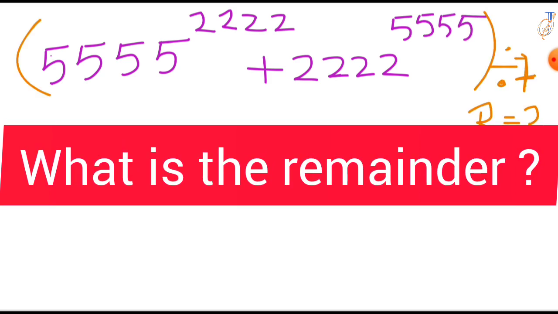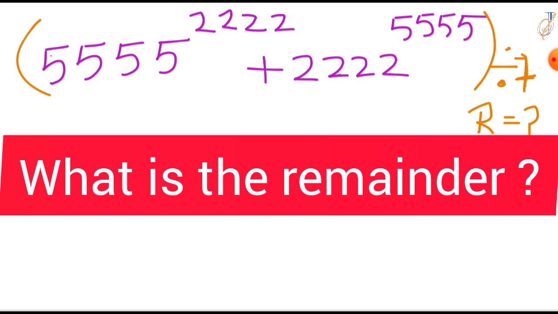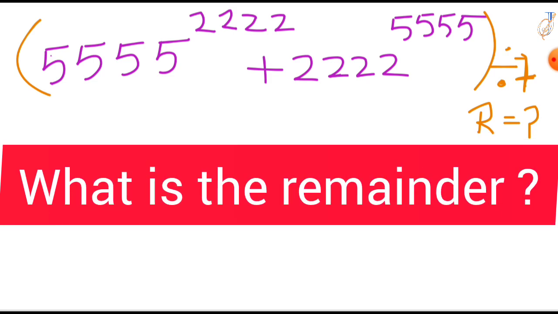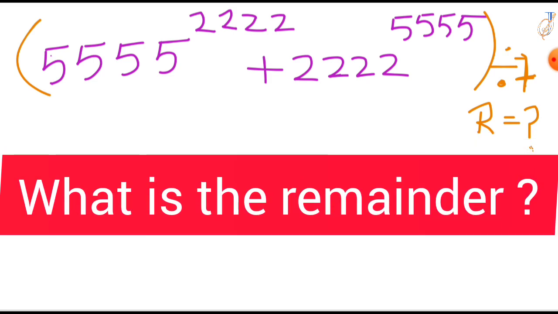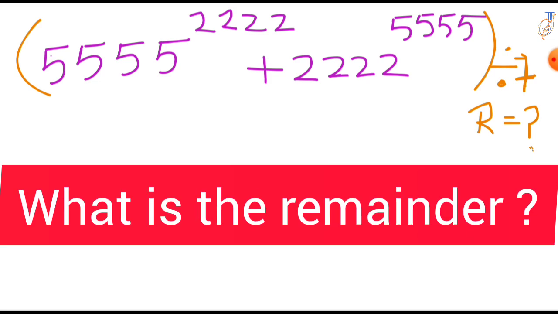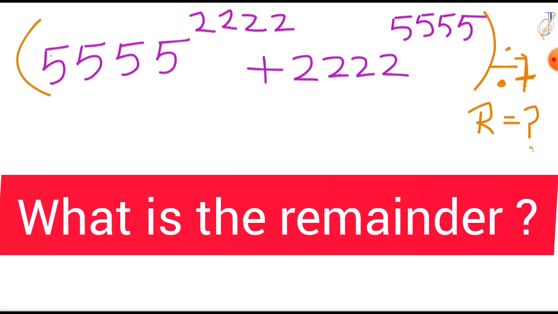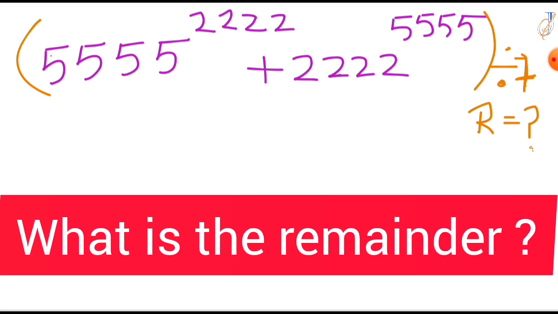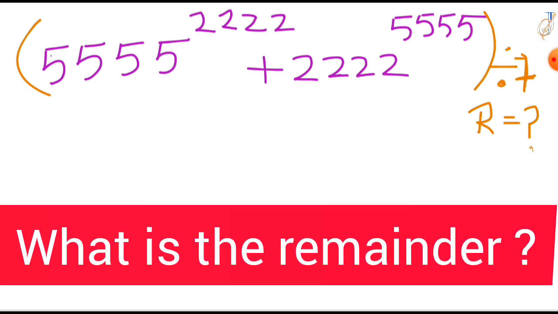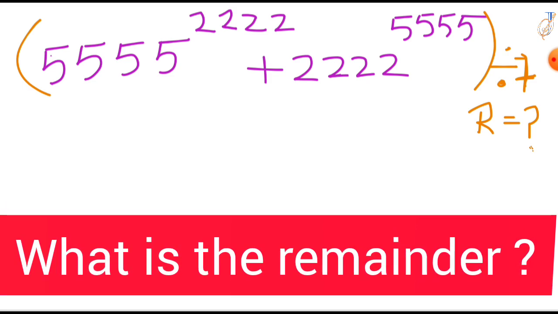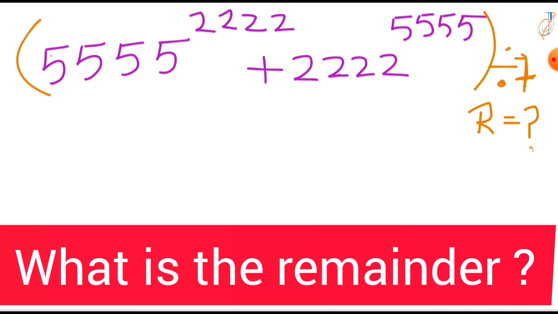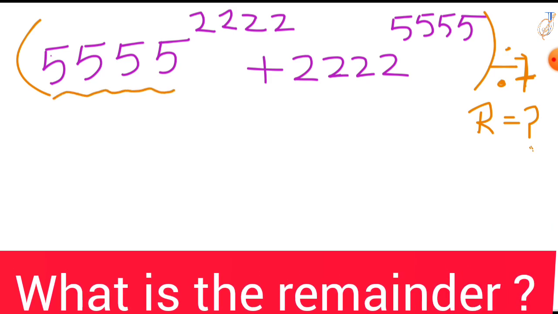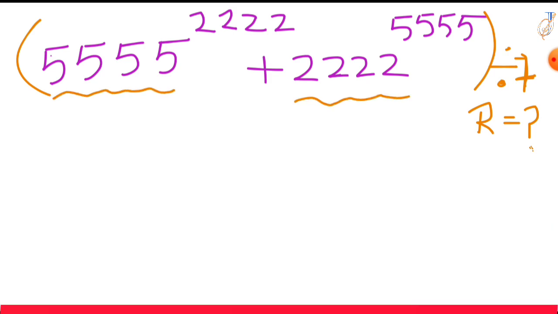To solve this problem, we will draw on concepts from early math education, specifically division and remainders. We will use a combination of clever reasoning and a few formulas to find the solution. If you want to try this problem, pause the video, try it yourself, then watch my solution. First, let's examine the numbers 5555 and 2222.